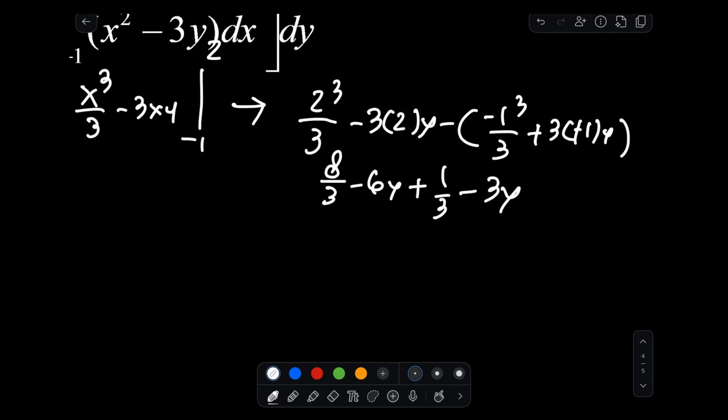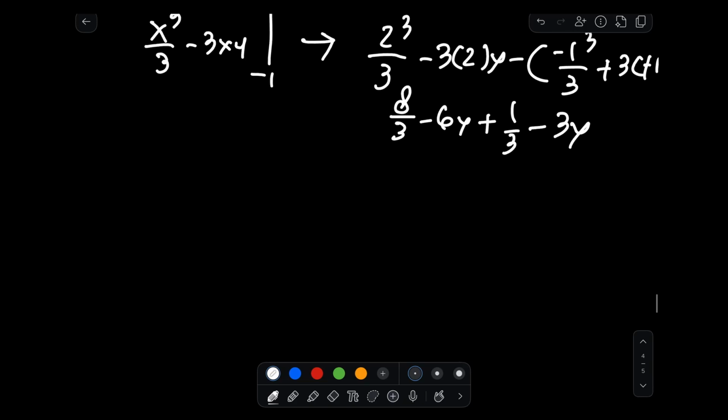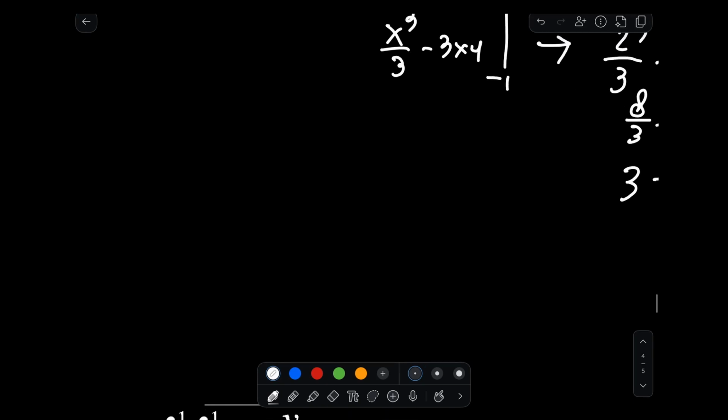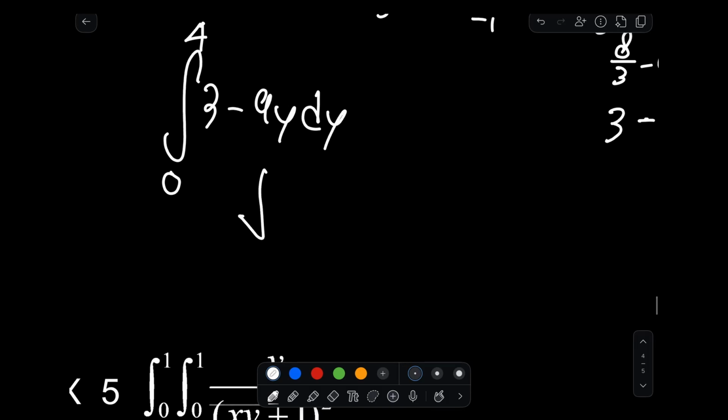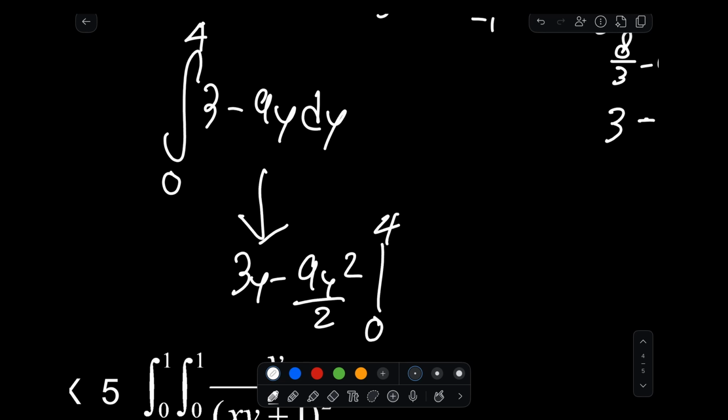And then we're going to get 3 minus 9y. So then we're going to get the integral of 3 minus 9y, 0 to 4, dy, and then we would integrate this again. We're going to get 3y minus 9y squared over 2, evaluated from 0 to 4. And then the value that we would get from this would be 12.